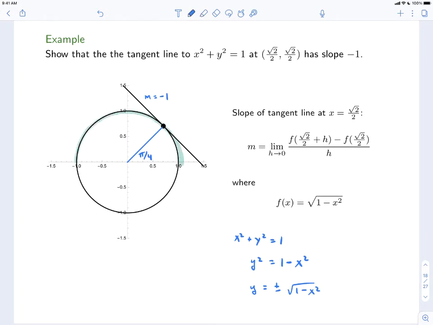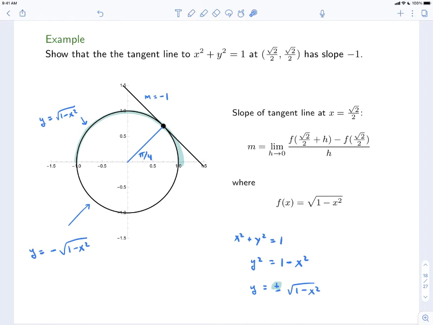So the top of this circle has equation y equals the positive square root of 1 minus x squared. That's the top half. The bottom half is the negative square root of 1 minus x squared. We're interested in the top half because the point we're looking at is on the top half of the circle. So we want to select the top half, the plus. And that's where this formula for f comes from.